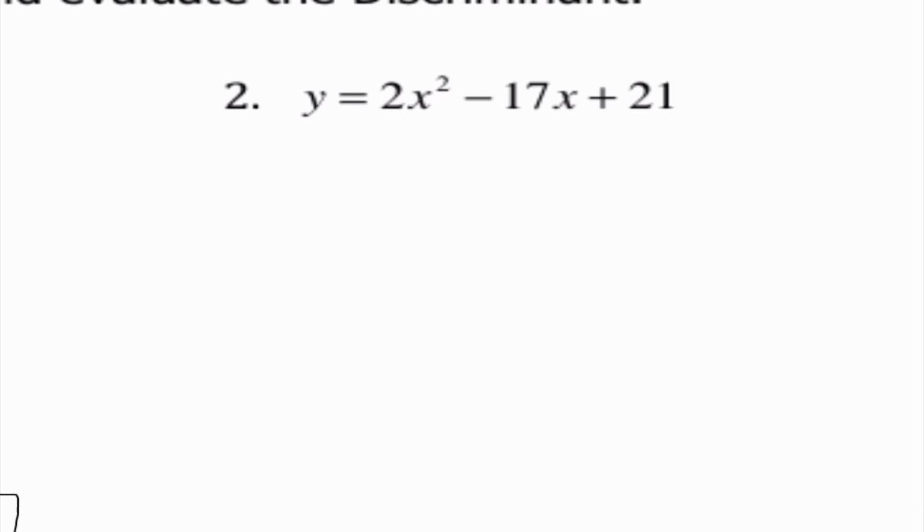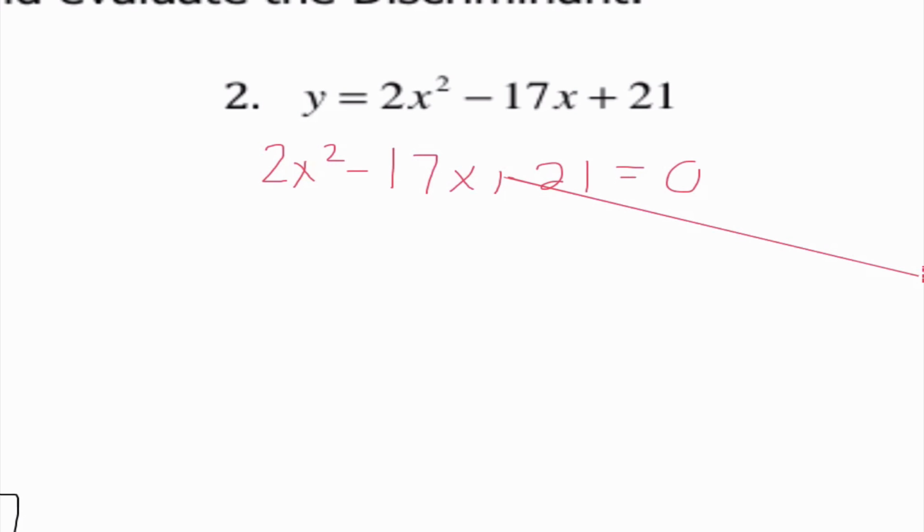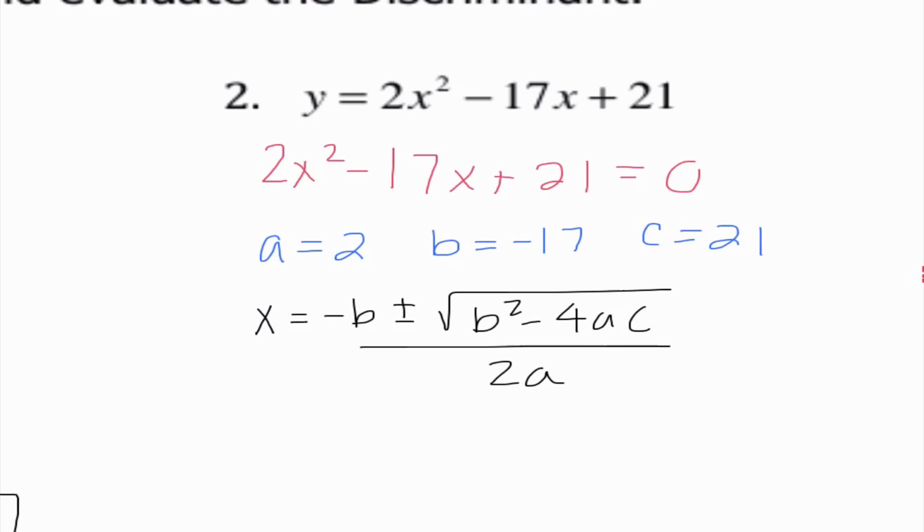Okay, so let's go ahead and do the same thing to problem number 2. The first thing I'm going to do here is set this equal to 0. This particular time, we know that our a value is 2, our b value is negative 17, and our c value is 21. So once again, I'm using this equation that we have memorized. x is equal to the opposite of b plus or minus the square root of b squared minus 4ac over 2a. And all I'm going to do is substitute in.